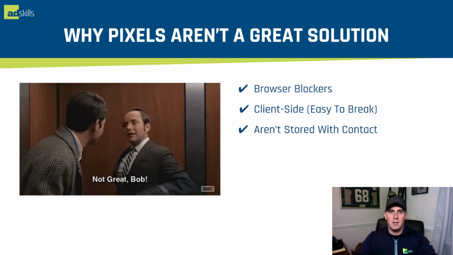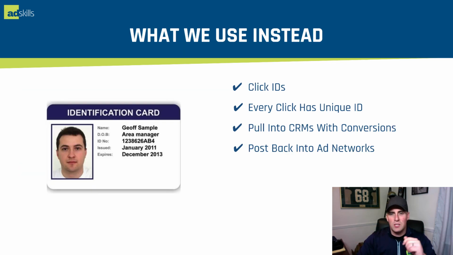So let me talk for a second about the problem. Pixels are not a great solution any longer. There's browser blockers. Everything is client side, so it's easy to break. And the information about when they convert isn't stored at the contact inside of your CRM. It's stored inside of that little cookie. That is not where you want the information. You want the information on the back end with you, and that's why we use click IDs.